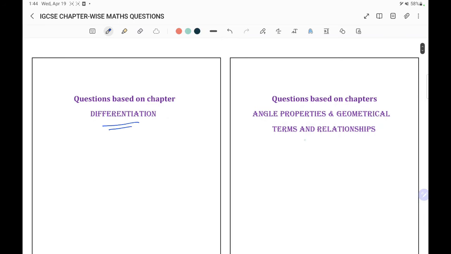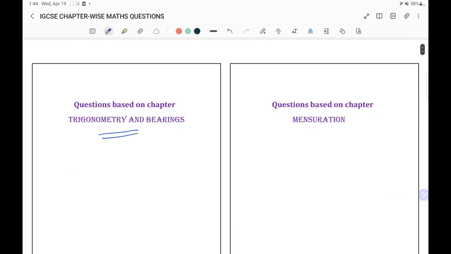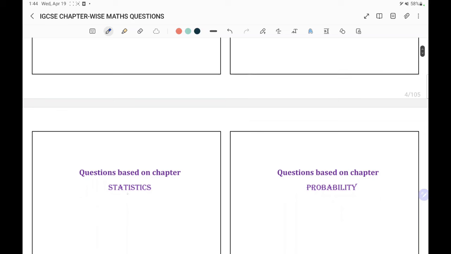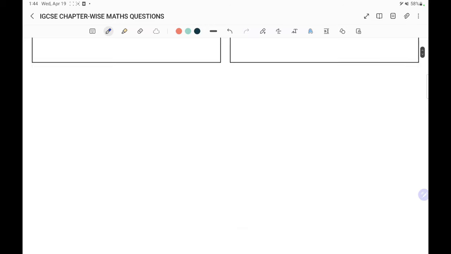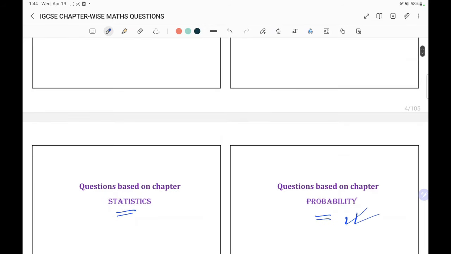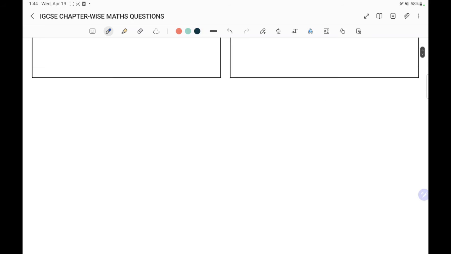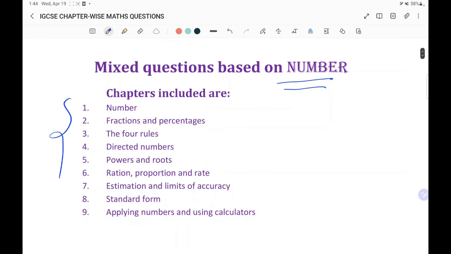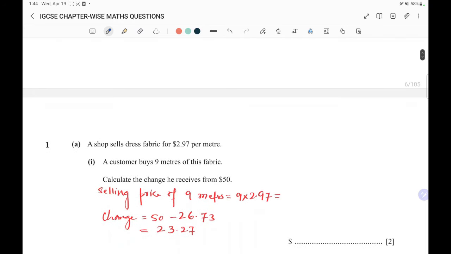Then differentiation. Then angle properties and geometric terms and relationships. Then trigonometry and bearings. And then mensuration. Then the chapter vectors, then symmetry and transformation, then statistics, then probability. So these many chapters I have considered in this whole video. Let's start with the first chapter, that is number, where you will get questions based on these topics. So let's start with question number 1.